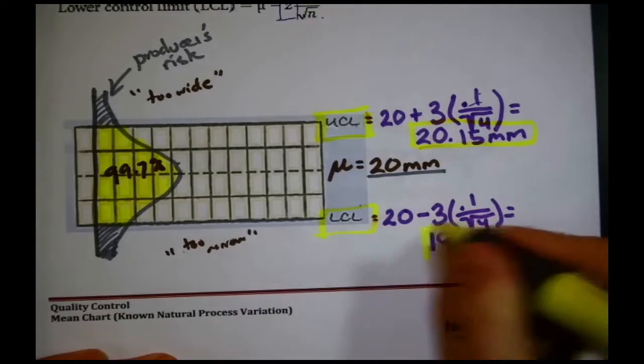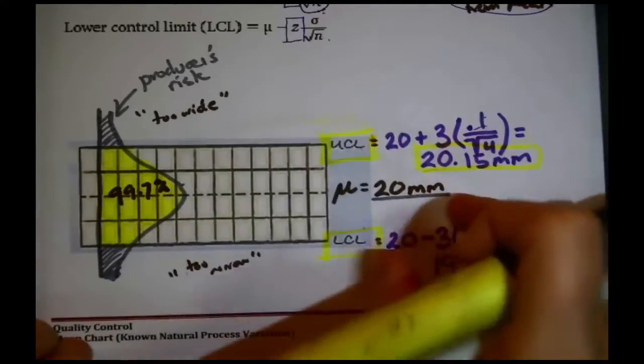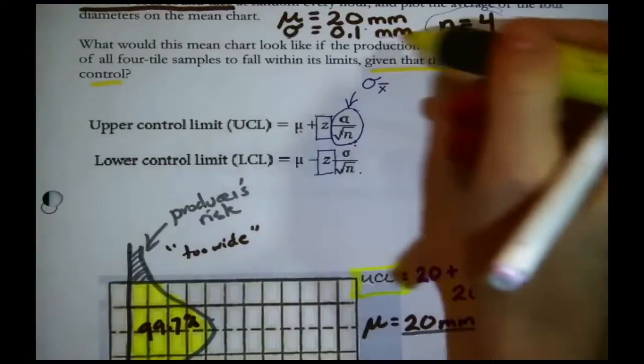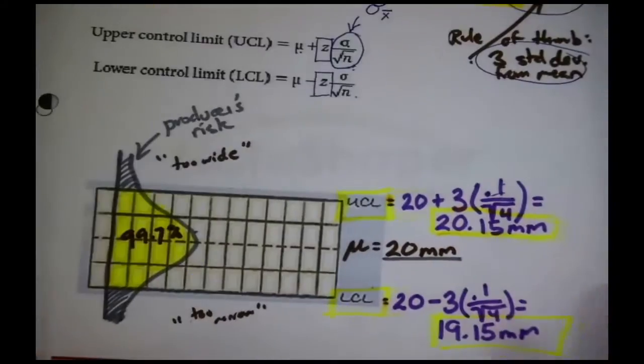Lower control limit. So this is what the mean chart should look like. So did we answer the question? What would the mean chart look like if? Yes, exactly. It would look exactly like that.